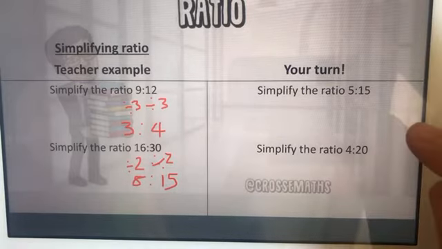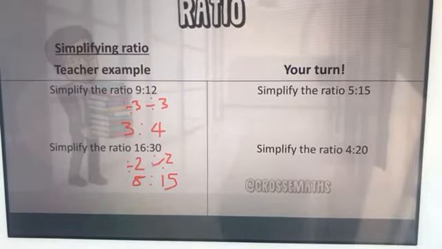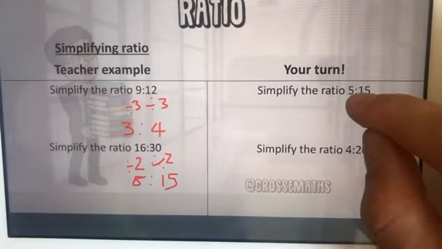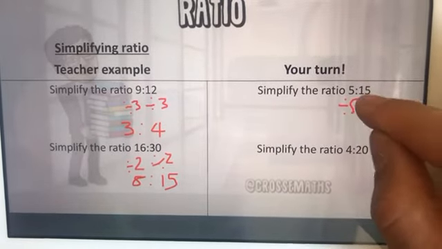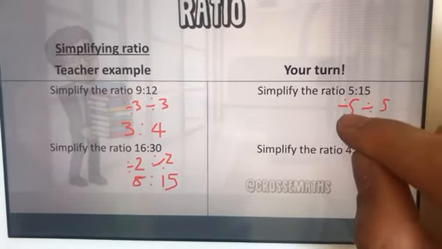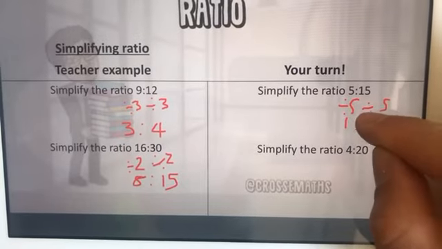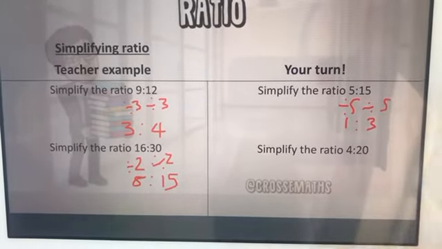Right guys, cool. So I'm going to go through these ones. 5 to 15. Now 2 doesn't go into both. 3 only goes into 15. 5 goes into both. So I'm going to divide by 5. Divide that by 5. Divide that by 5. 5 divided by 5 is 1. 15 divided by 5 is 3. So 1 to 3. That's job done.